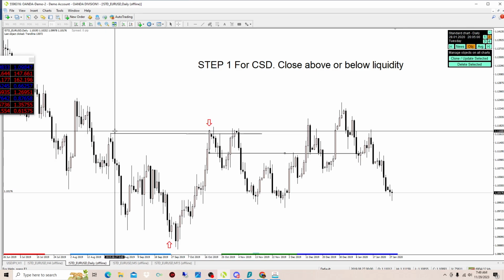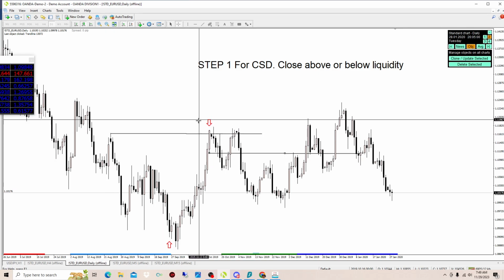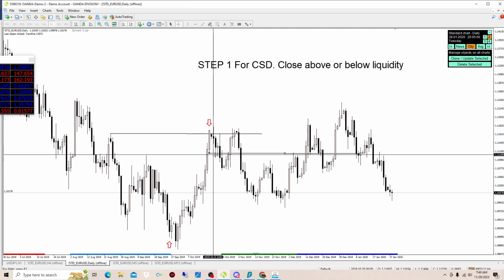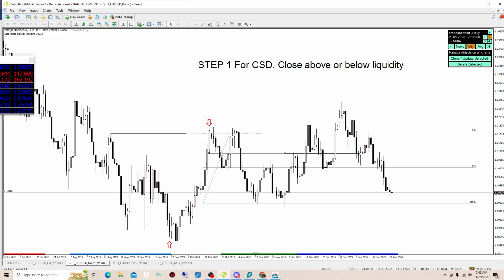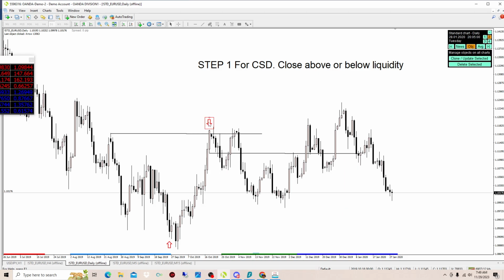So if we close above a liquidity point with no real displacement, now we make this CSD, it's extra confluence that you're on the right side of the trade. And if it's still in your premium zone, like this, that's an extra high probability setup. So we're going to go into step 3 for the overall model, and this will be the end of the video.